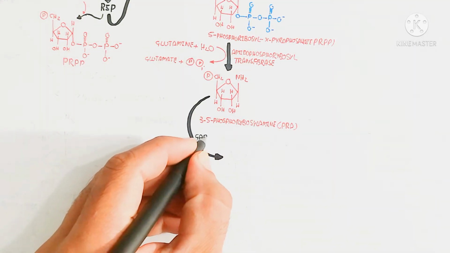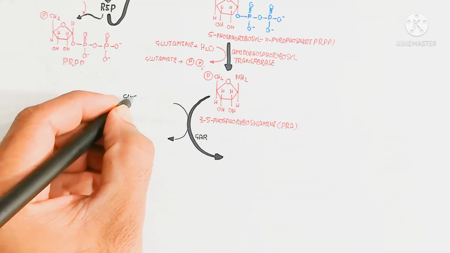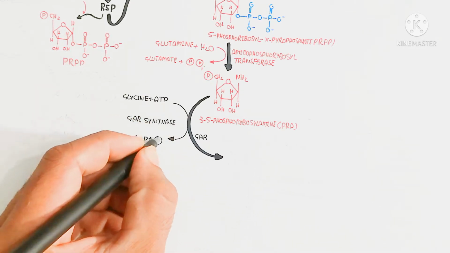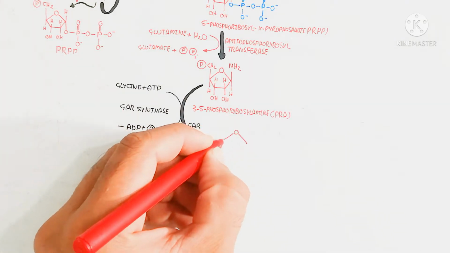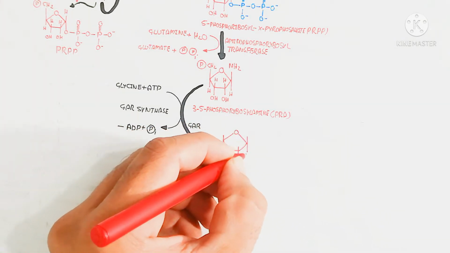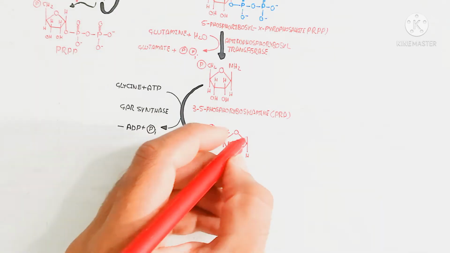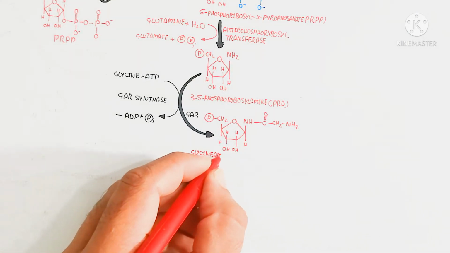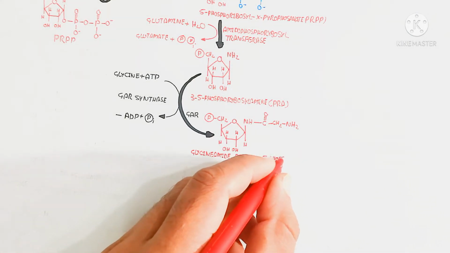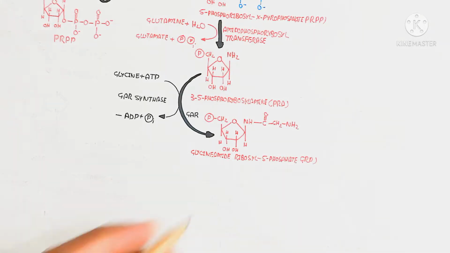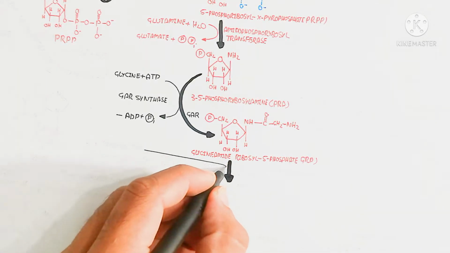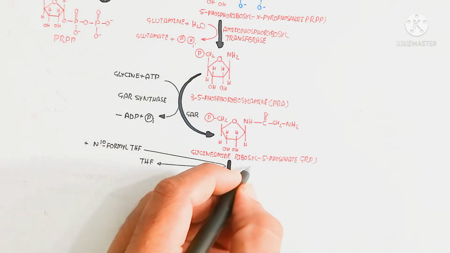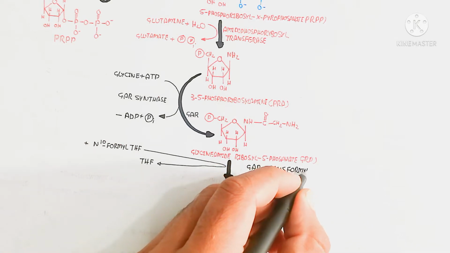After this formation, there is donation of the amine group at carbon number 1, and then glycine and ATP are used in the presence of the glycinamide ribosyl synthase enzyme to separate the ADP and phosphate group. That means it is an energy requiring step. And in this way glycinamide ribosyl 5 phosphate will be formed, GAR. You can see this in the figure.